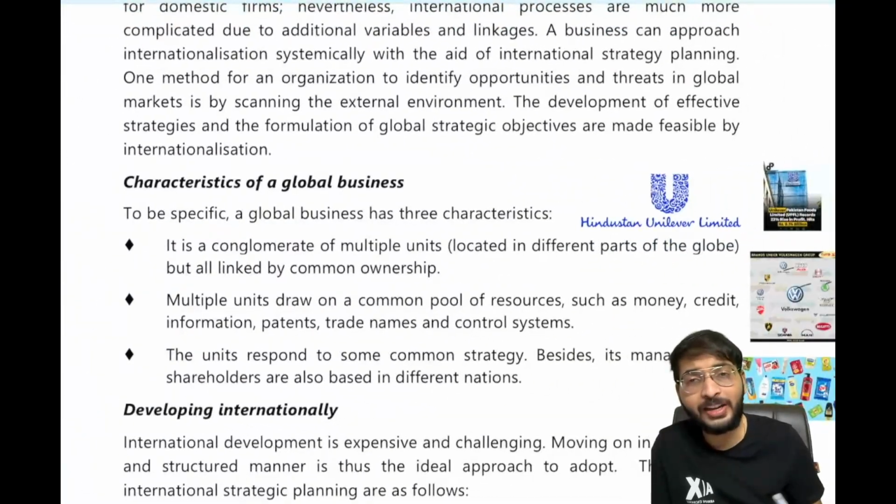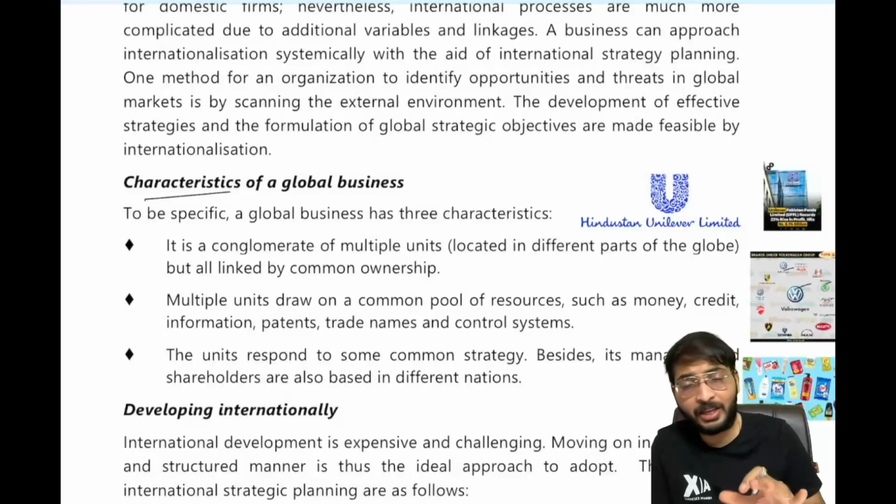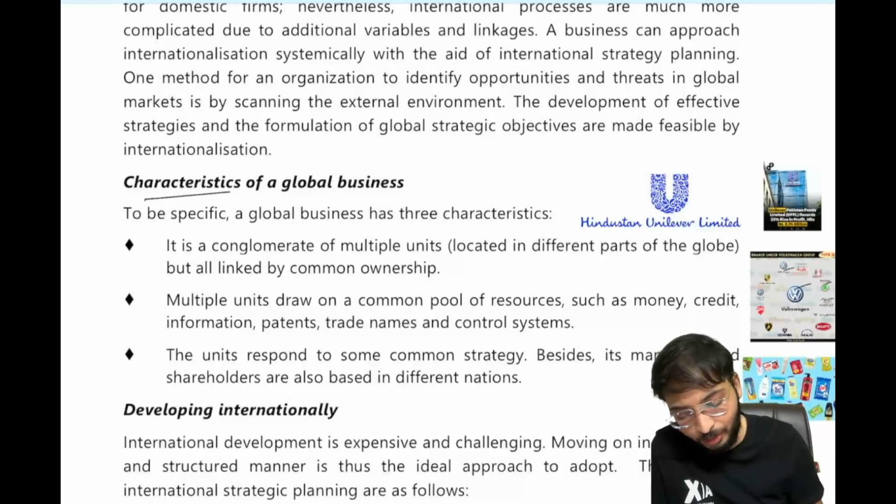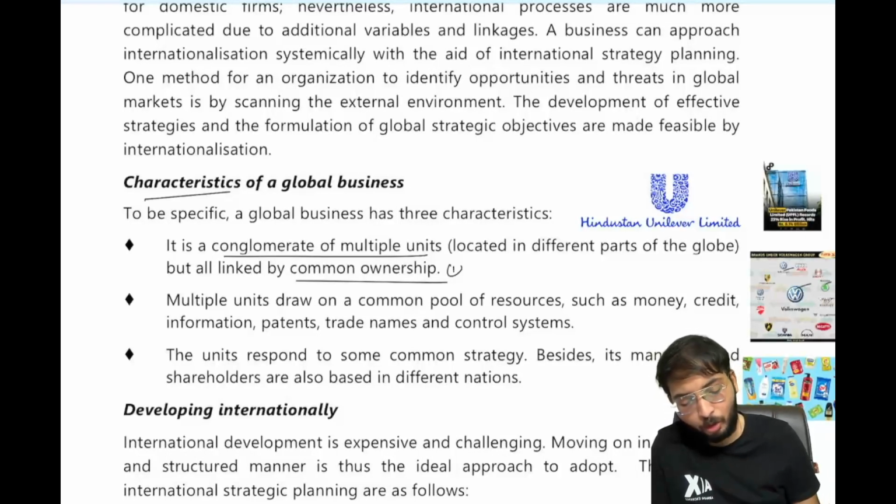Now, to call it a global company, there should be some characteristics. Imagine that you started a business like a chai shop outside. Can you call it a global company? No. Why? Because to call it a global company, we need to have 3 C's. The first C is conglomerate of multiple units, also called common ownership.